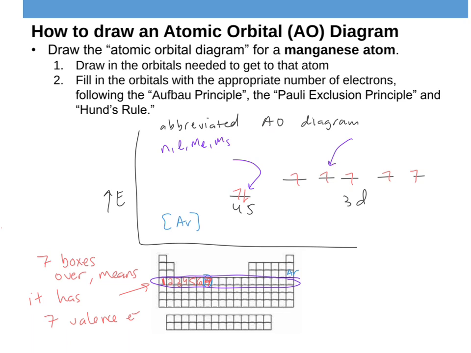So if we go through this, n is 4, because it's a 4s. The l, again, is 0 because it's an s orbital. The m sub l is 0, as l is 0. And that electron is spinning down, so I say minus 1/2. So 4, 0, 0, minus 1/2.